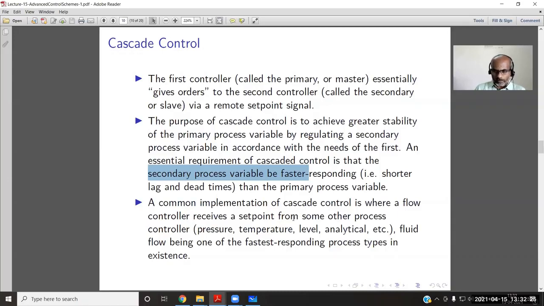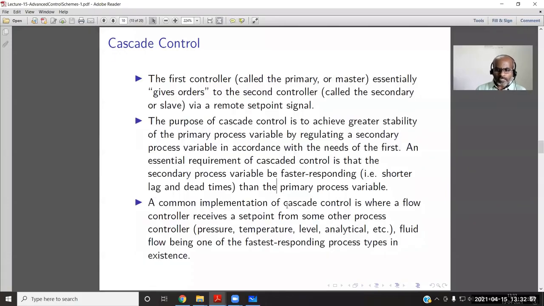For a thermal system, what is the time constant? It is again m Cp by h into A. For natural convection processes, there will be more resistance, so such processes take a long time to respond, whereas the flow process responds faster. So we can adjust the inner loop. Otherwise, the overall control action will be much better with cascade.